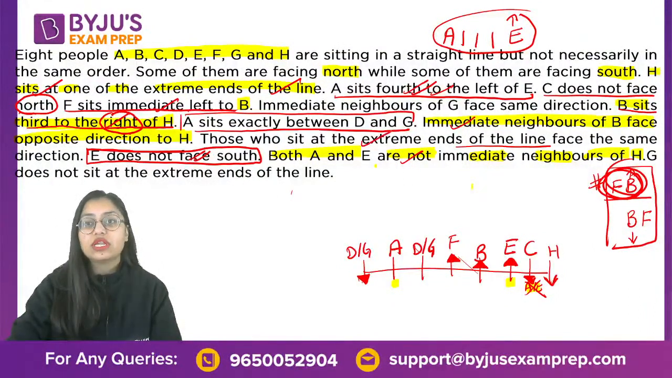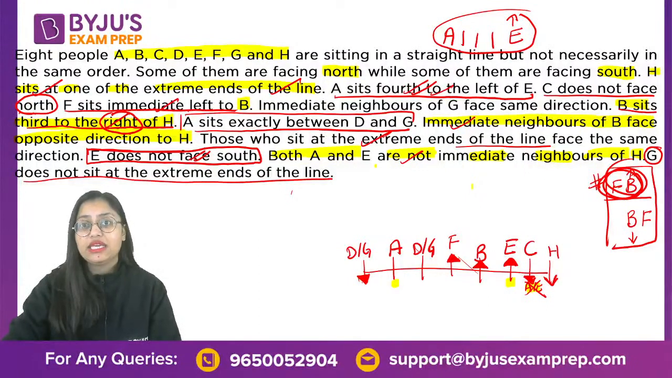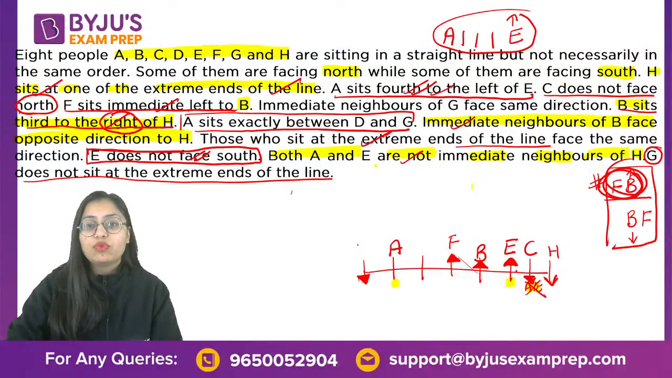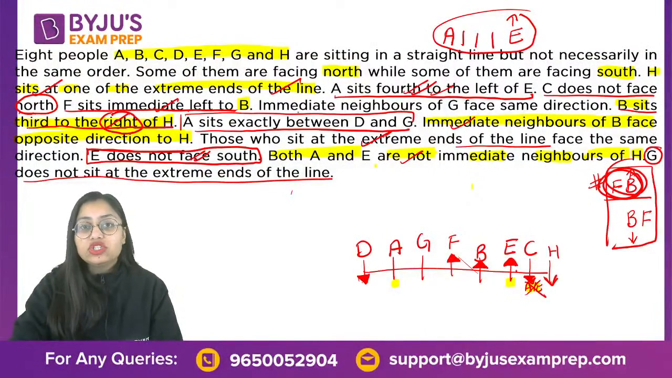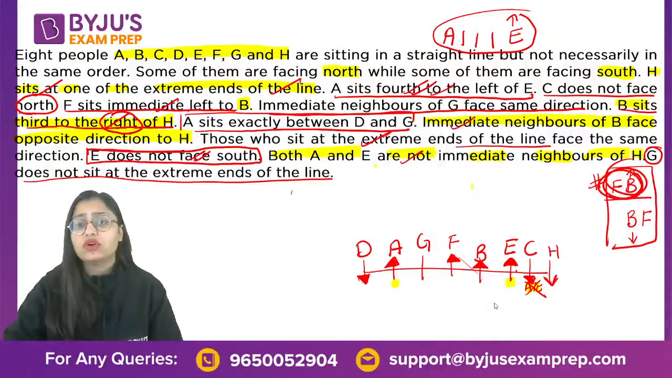So this is also utilized, and I am left with the last piece of information, that is G is not sitting at any extreme end of the line. If G is not sitting at any extreme end of the line, it proves the point further. It proves the point that it is D and this is G. People, look at one thing carefully: immediate neighbors of G face the same direction. If F is facing north, this is also facing north. I have each and every person's direction over here.